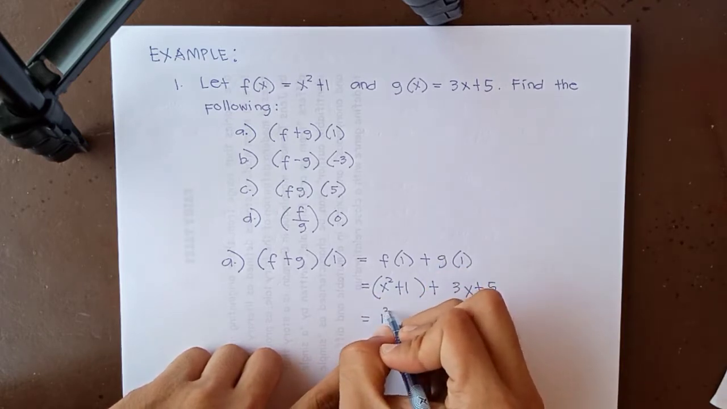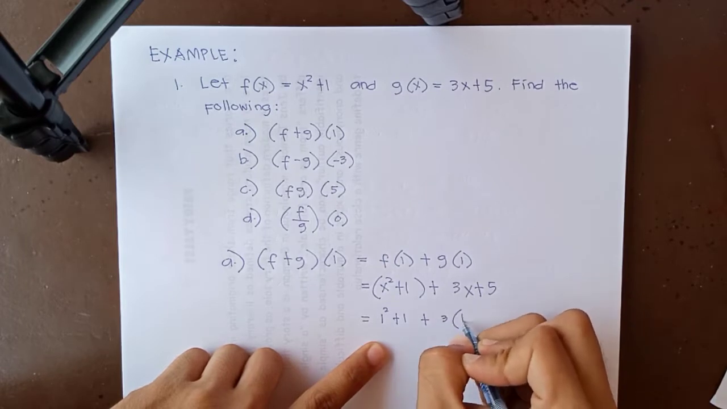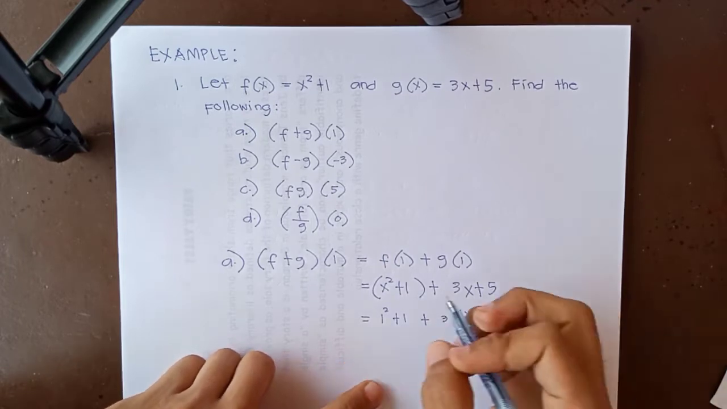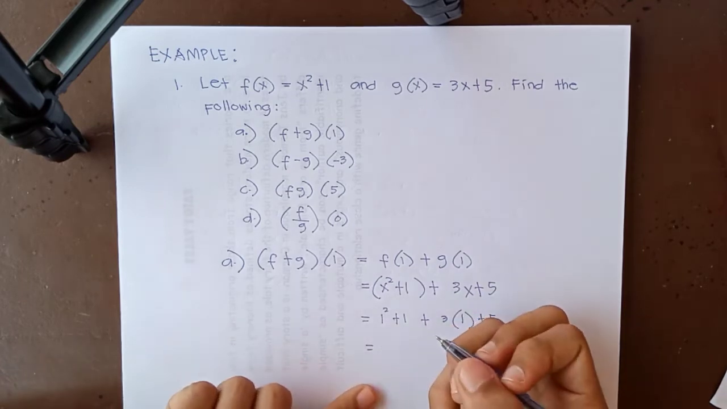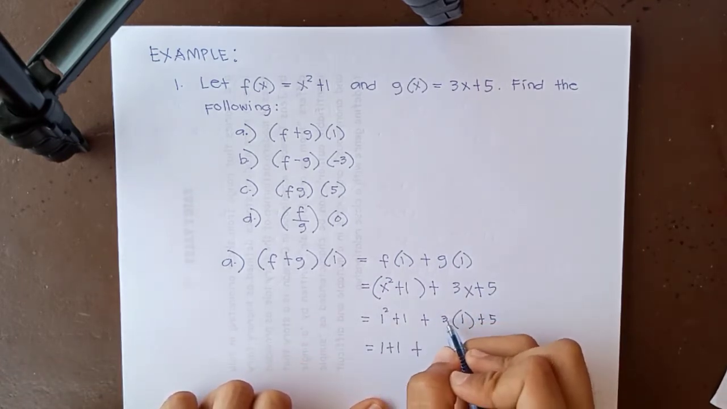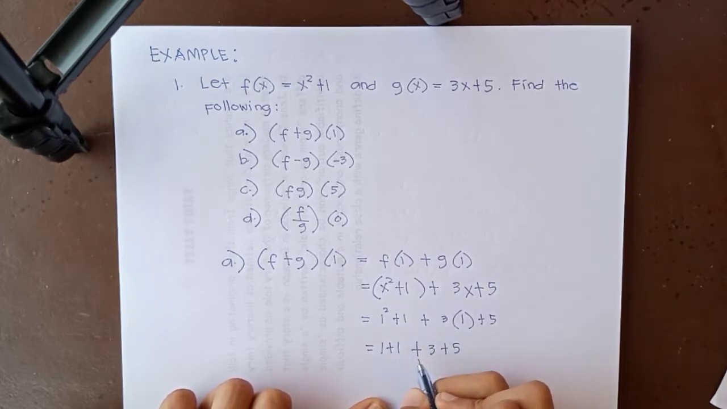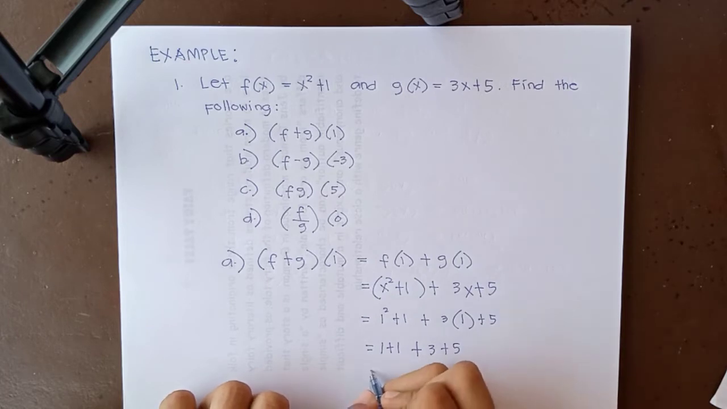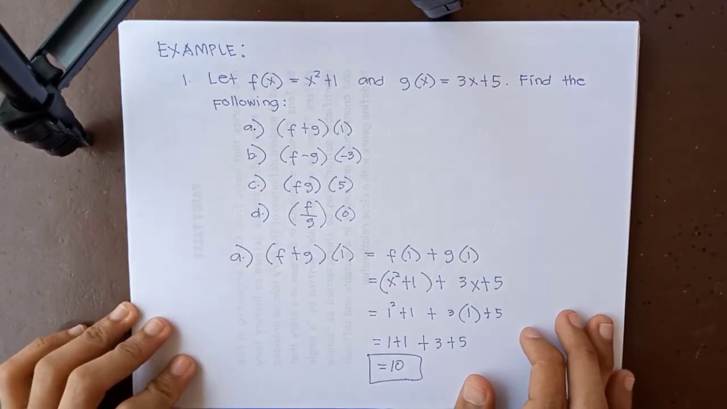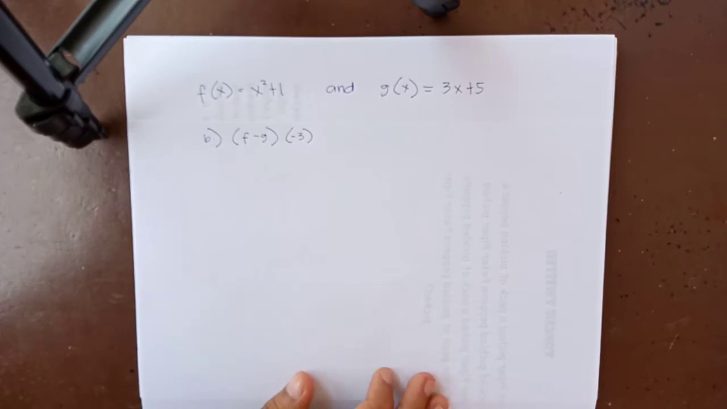Okay. So, 1 squared plus 1 plus 3 times 1 plus 5. 1 squared is just equal to 1 plus 1. Plus 3 times 1, 3 plus 5. 1 plus 1 plus 3 plus 5, that is equal to 10. Alright, so I do hope nakasunod ra ang tanan. So we are now in problem letter B.